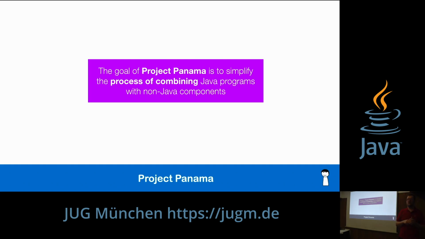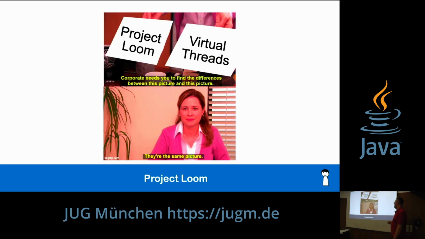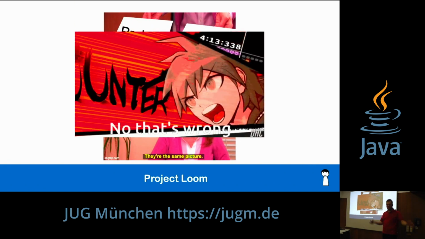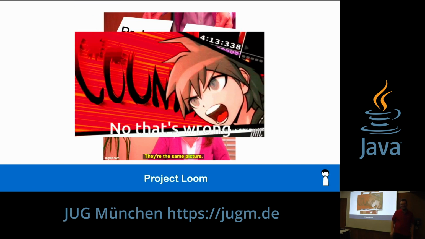Project Loom is implemented in which Java version? Project Loom virtual threads are available right now since Java 21, which is LTS. So those things you can use in production. Okay, like I said, I have all the time in the world, so I can go into side notes.